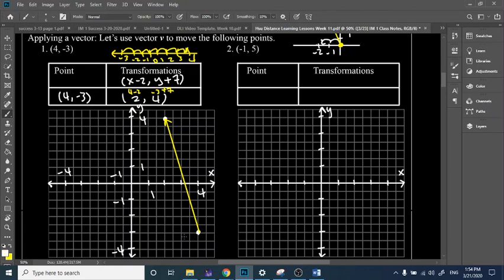Make sure that you label these also. 4, -3. I'm going to call this thing P for point, and this is going to be P prime. So this means prime. Prime basically just means a copy of, or version 2 of something, the second version. Yeah, so let's do the same thing over here. The transformations are the same.